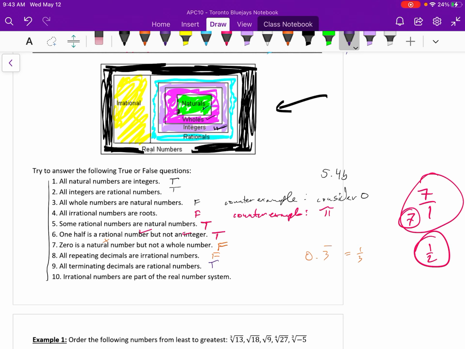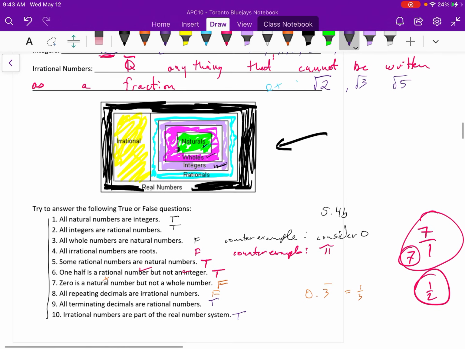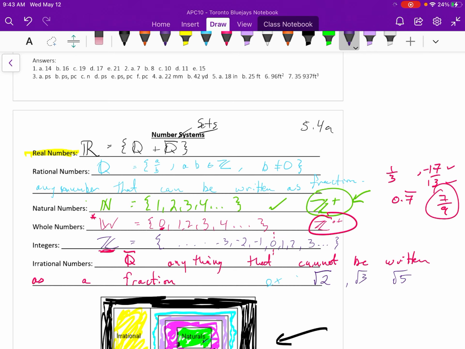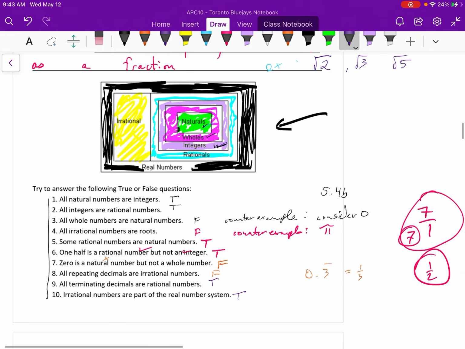All irrational numbers are a part of the real number system. And in fact, this is true because real numbers, as we saw earlier, are anything that are rational and irrational. But if we take a look at our picture, the real number set sort of includes everything that is wrapped up in all we know about numbers.